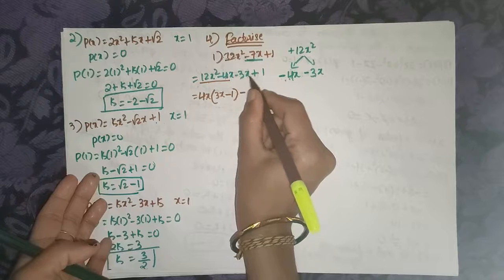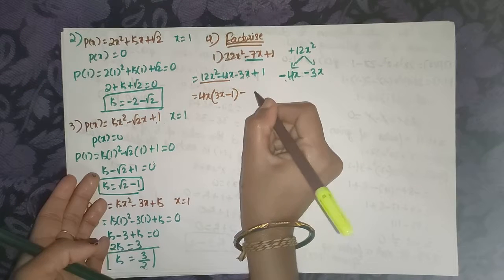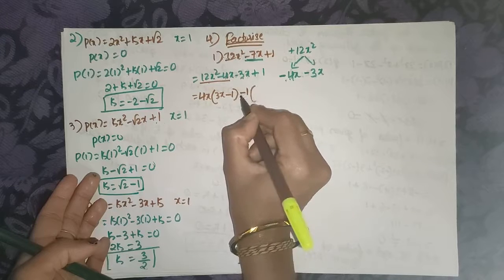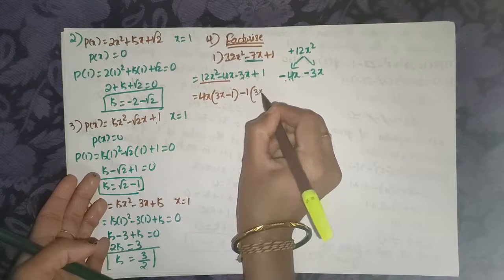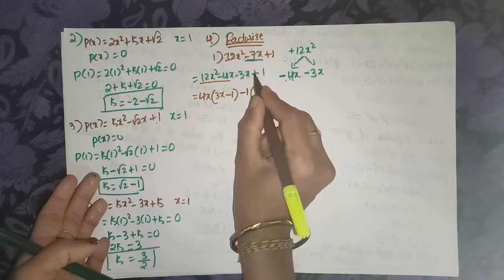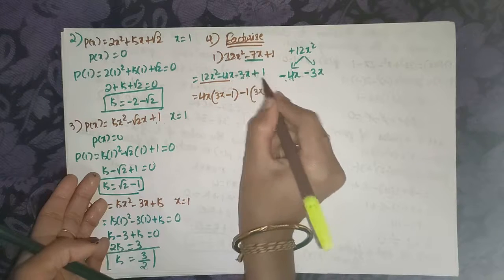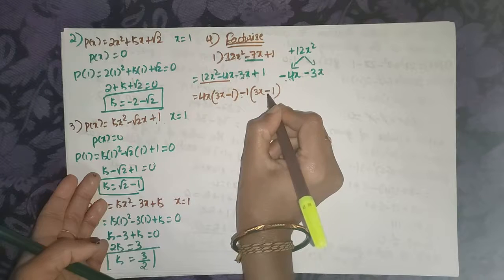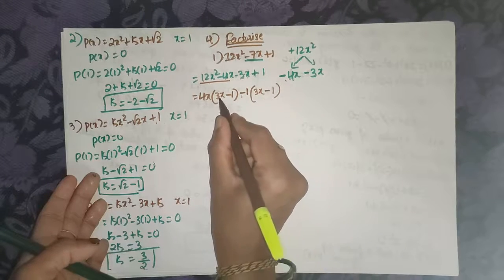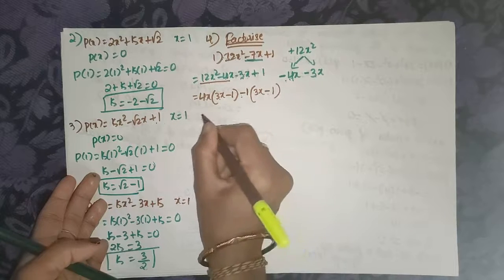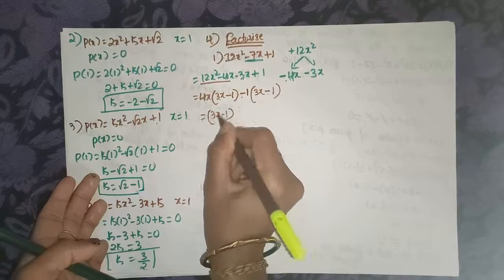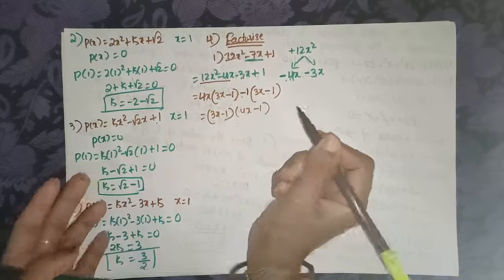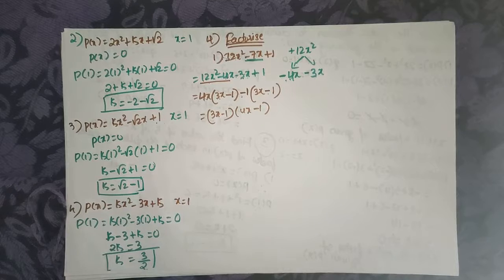Then here 3x 1, nothing is common. Nothing is common means 1 is common. Then here minus 3x, minus is outside. This is 3x plus 1. Here minus is outside, so the sign changes, that is minus 1. If minus is outside, the sign will change here. Okay, here 3x minus 1 is common. Here we have 4x minus 1. So this is the factorization.